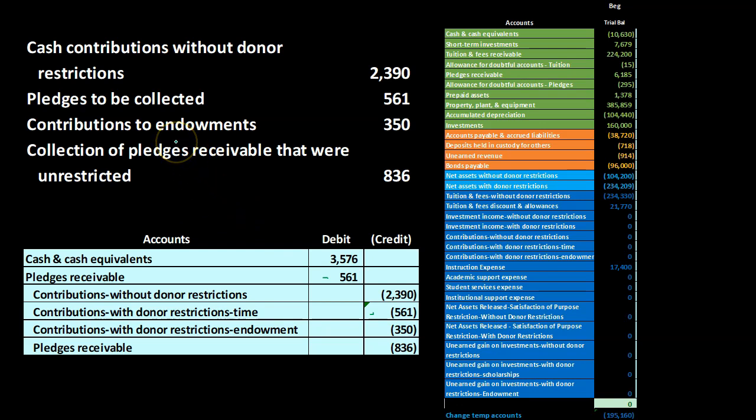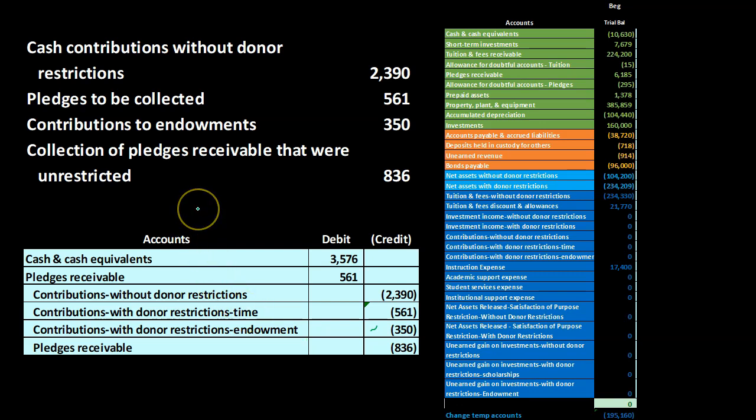Then we have the contributions to endowments. So the contributions to endowments, we're going to say it would increase cash. It's going to be part of the amount that will be increased in cash, and then we're going to have the contributions with donor restrictions, with relation to, of course, the endowment. So it's a type of kind of like a revenue account, but it has the restriction.